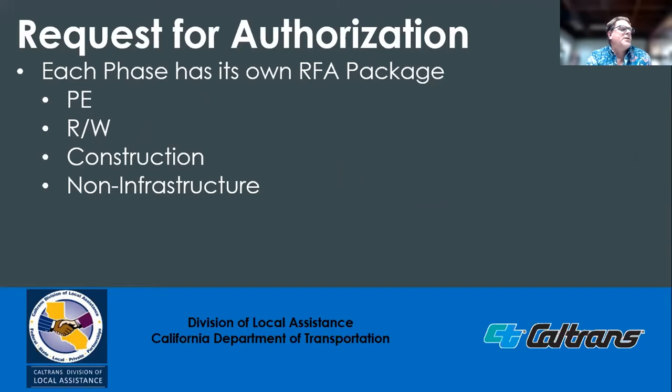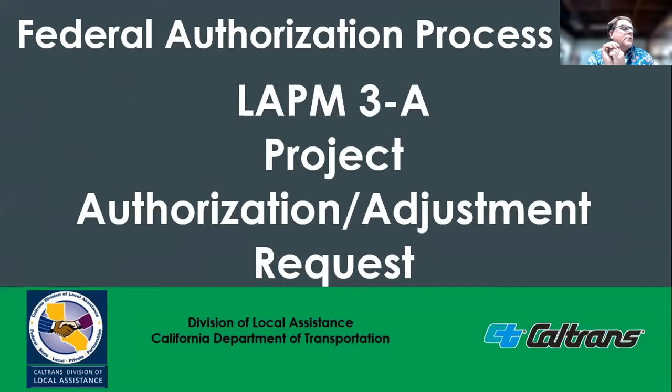Individual requests for authorizations are required for each phase. The PE phase includes environmental and PS&E. The right-of-way phase may include utility relocation, and construction may include construction engineering. The request for authorization starts with the LAPM 3A, the Project Authorization Adjustment Request Form. This form is used for all phases and any amendments to existing authorized phases.